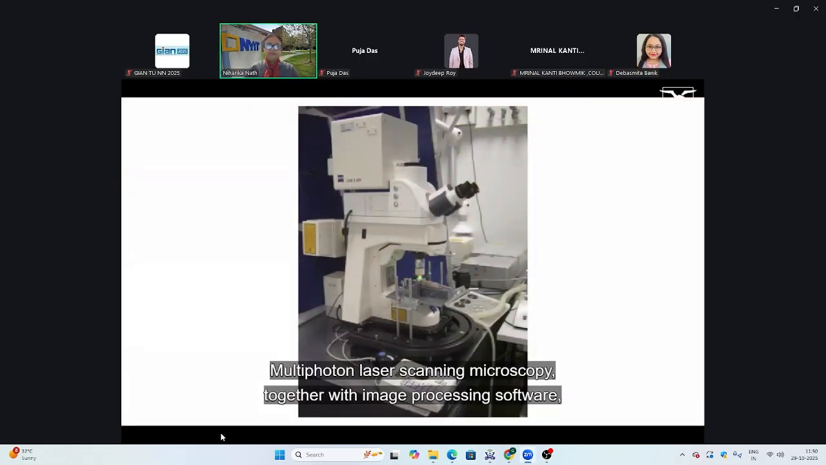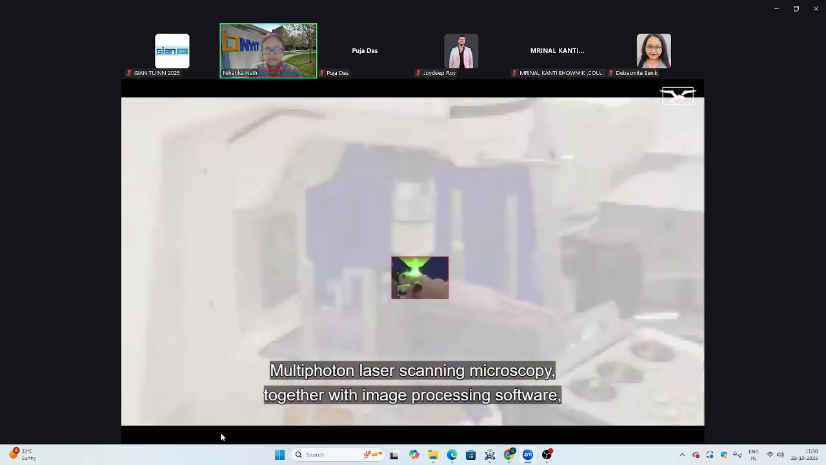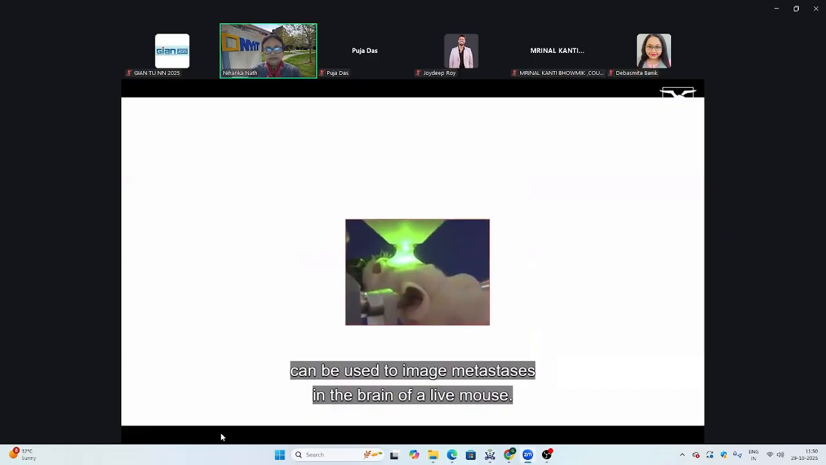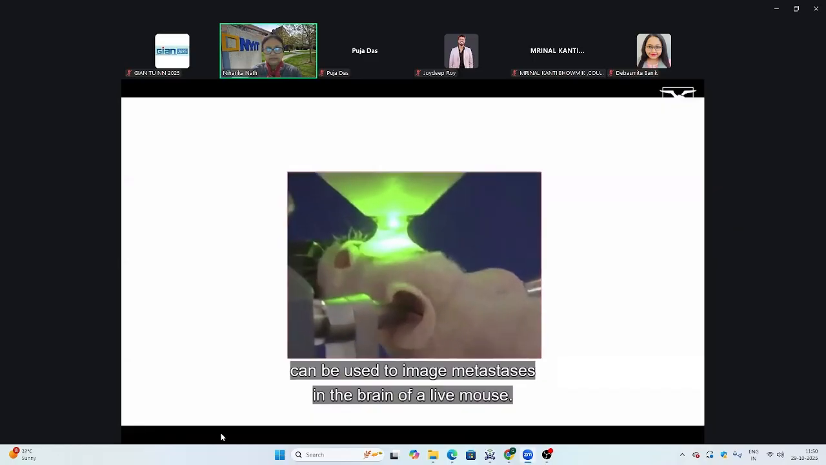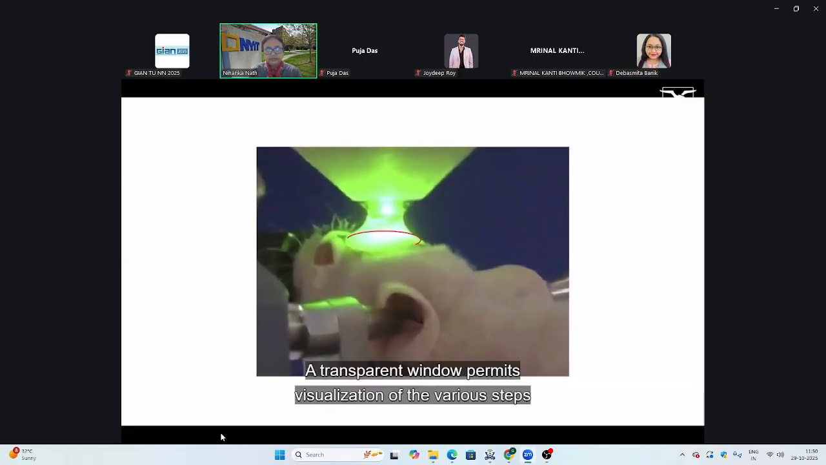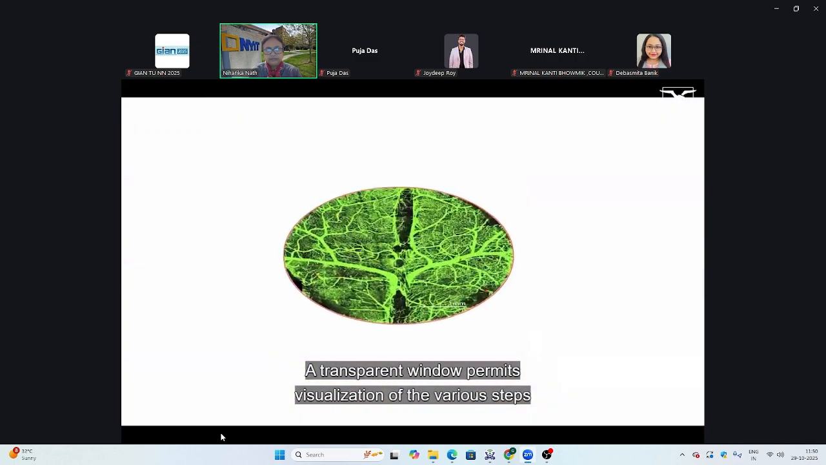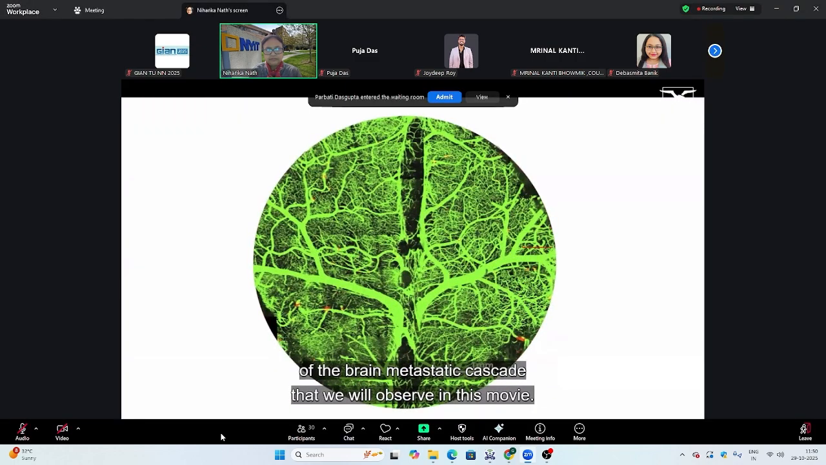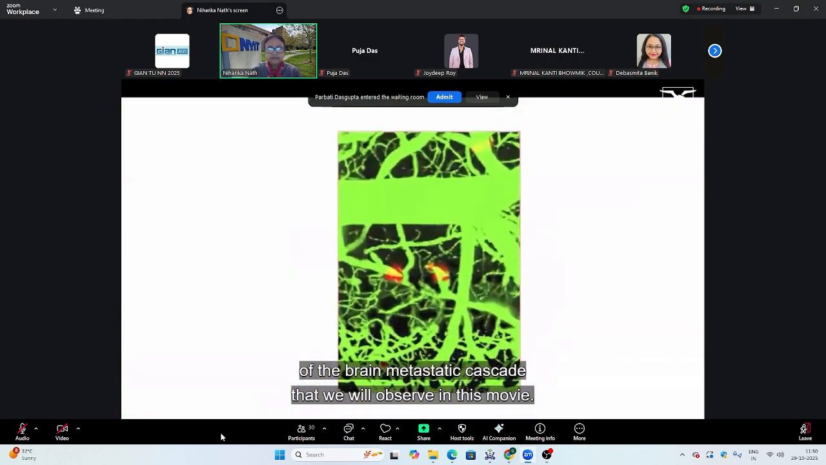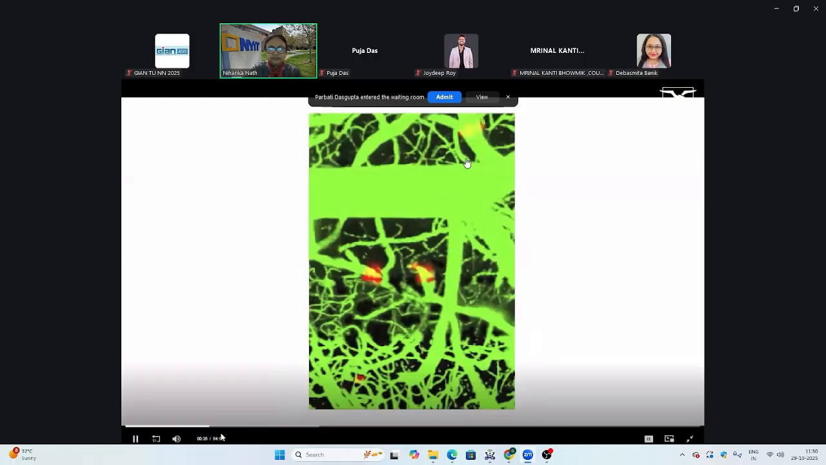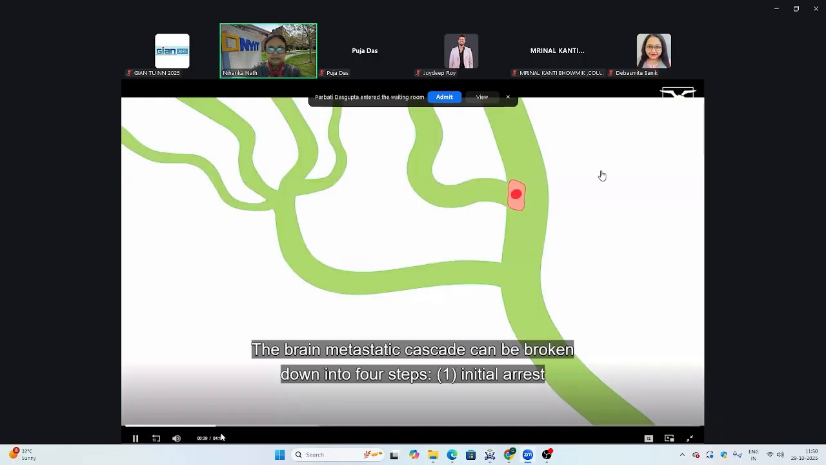Multiphoton laser scanning microscopy, together with image processing software, can be used to image metastases to the brain of a live mouse. A transparent window permits visualization of the various steps of the brain metastatic cascade that we will observe in this movie. The brain metastatic cascade can be broken down into 4 steps.